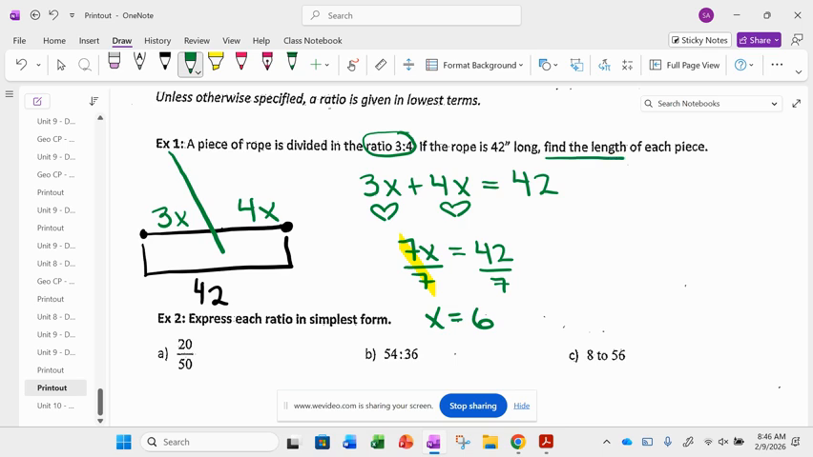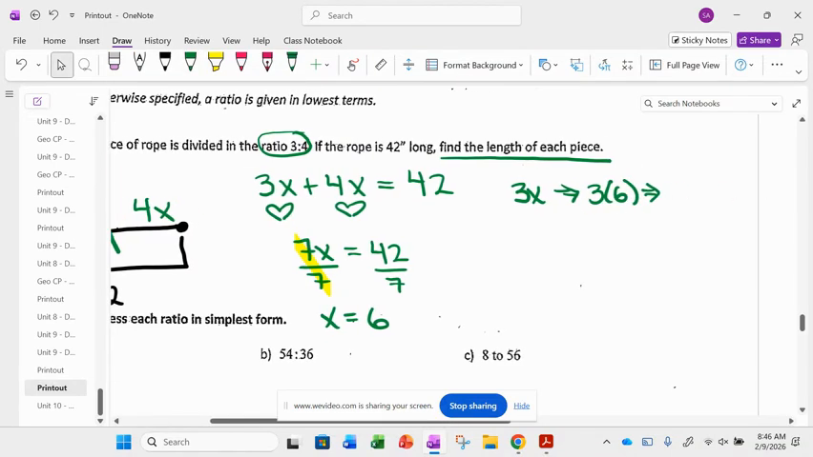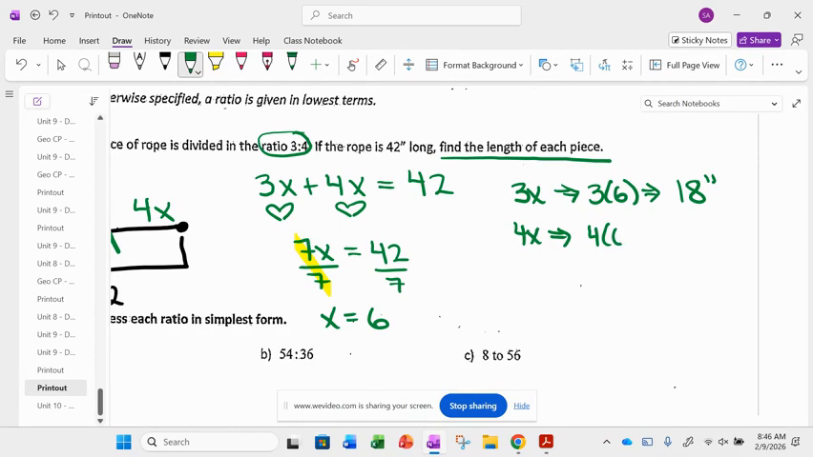So now it's saying find the length of each piece of the rope. Now that I know that x is 6, how do I find the length of each piece? Plug in for x. So my 3x is going to be 3 times 6, which is 18 inches long. And then the 4x is going to be 4 times 6, which is 24 inches long.